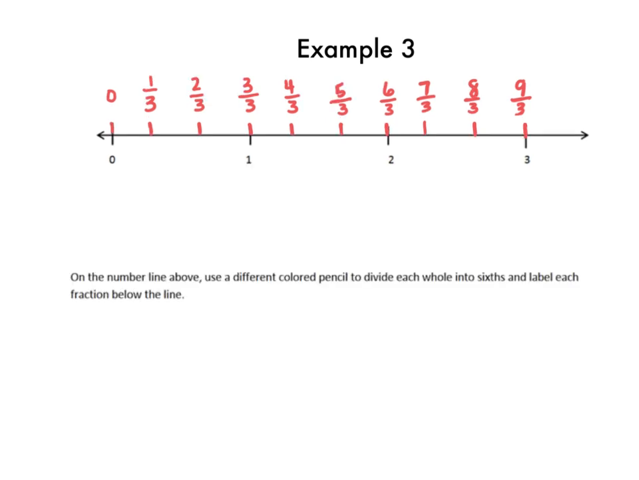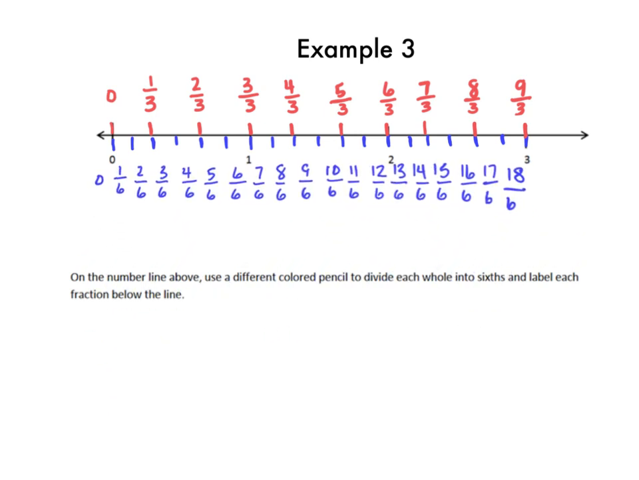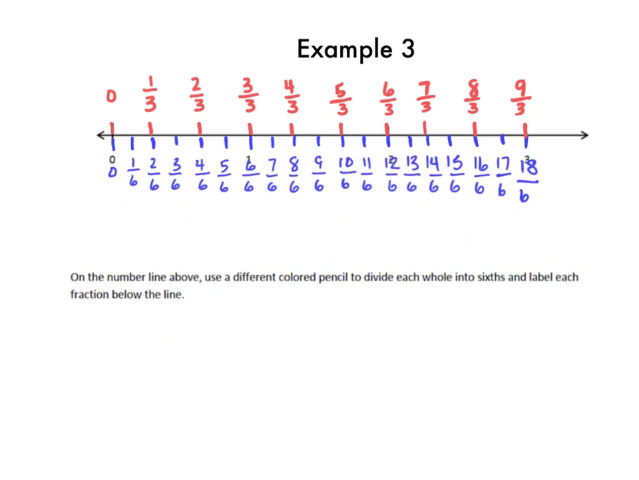Now we are going to use a different color to divide the whole into 6 and then label them with the fractions below the line. We'll use the color blue. We know that if we wanted to separate these into 6 equal parts, we can just put a line between each of the thirds. Now let's label those with the appropriate fractions. As we can see here, the whole is split into 6 equal parts, with each of the parts equaling 1/6 of the whole.